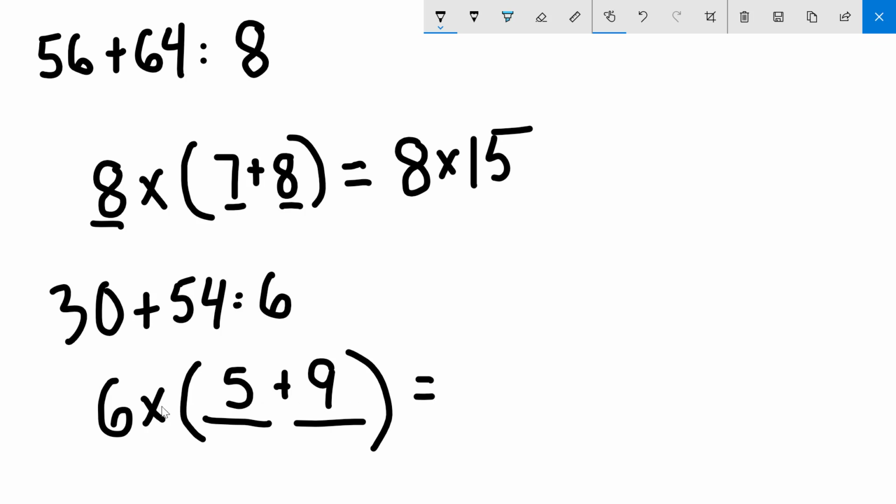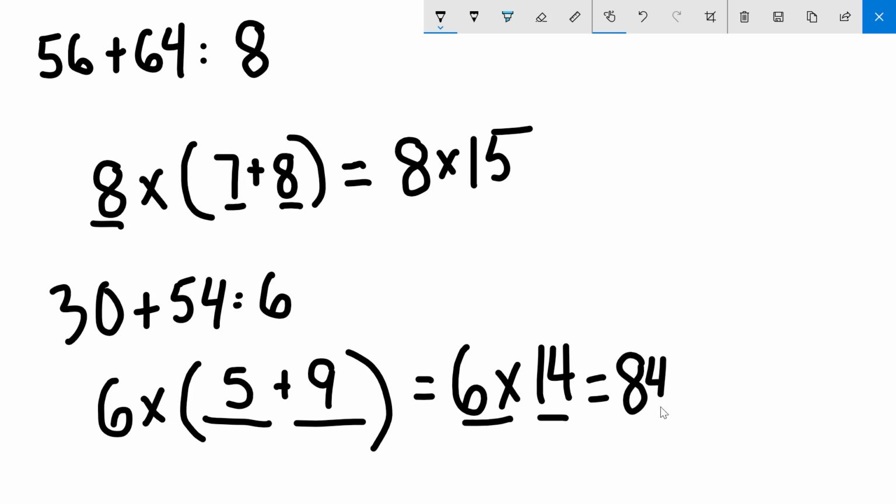And that is going to equal 6 times, and what I do is I just add these two numbers together to get 14. So that means when I multiply 6 times 14, that gives me 84. And also when you add 30 and 54 together, that will also give you 84.